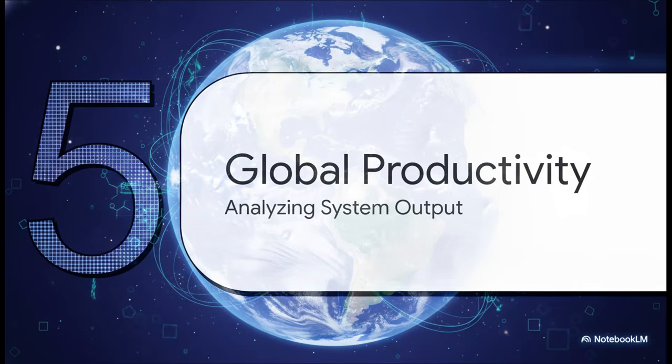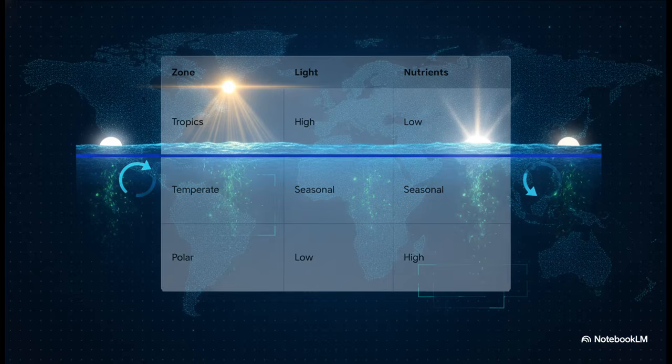Section 5. Global Productivity Patterns, Analyzing the System Output. Let's zoom back out to a macro-planetary scale. We're going to look at the final, visible biological output of all these hidden chemical buffers and physical mixing engines working together in perfect sync. Looking at this regional breakdown, the system's outputs are vastly different depending on what the limiting factors are. The tropics have endless light for sure, but they are severely limited by that permanent thermocline blocking the fuel. Temperate zones have a nice balance of seasonal light and seasonal nutrient mixing.